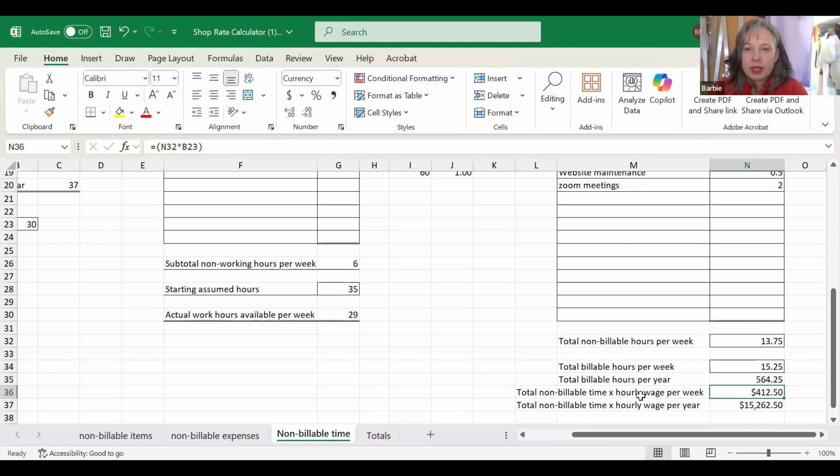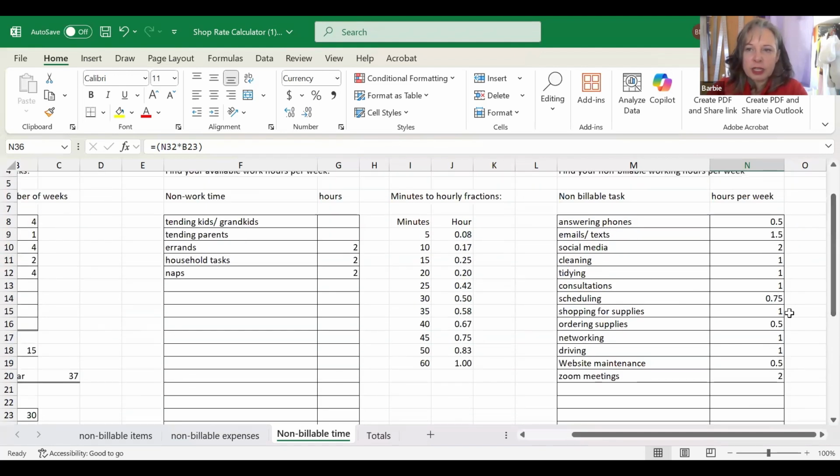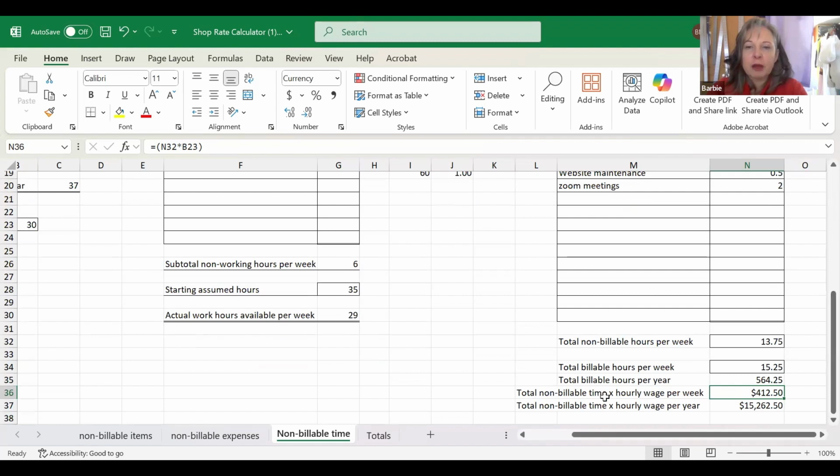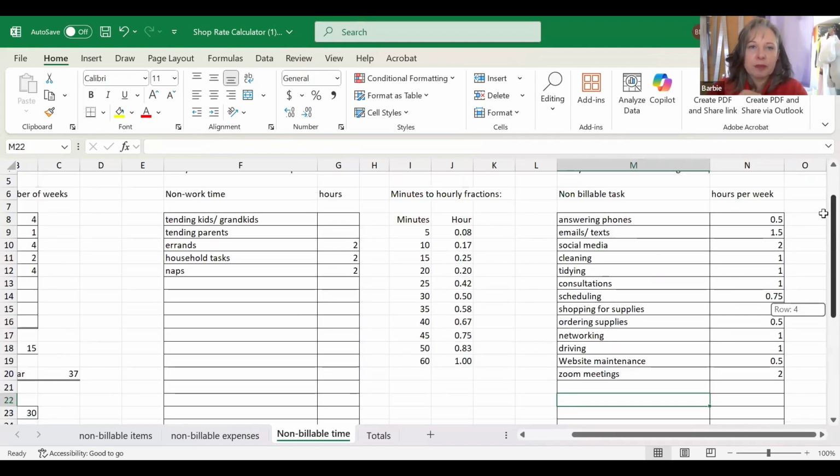Okay. Now, your total non-billable time times your hourly wage per week goes into your overhead. And that is just the total of all of these things. This gives you an hourly wage even when you're doing any of these items. Okay. Answering phone calls, being on Zoom calls, shopping for supplies, tidying up, consultations, all those things, you're still being paid because it's part of your overhead.